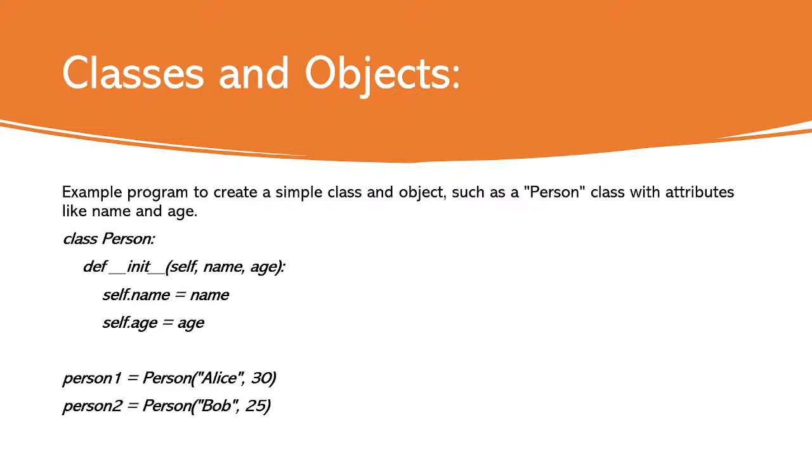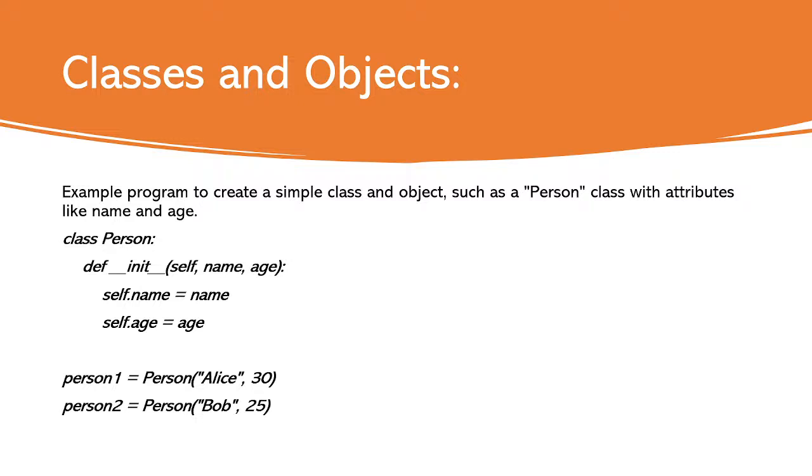Then coming to classes and objects, how a class and object will be there. For example, here we have a class Person, and we are defining it with self, name and age. So self.name equals name and self.age equals age. Here person1 is a variable. What you are doing is initializing the object. Person is a class, and you are passing the parameters Alice and 30, and his age is 30. So now person1 becomes an instance of this class called Person, and it is also known as an object.